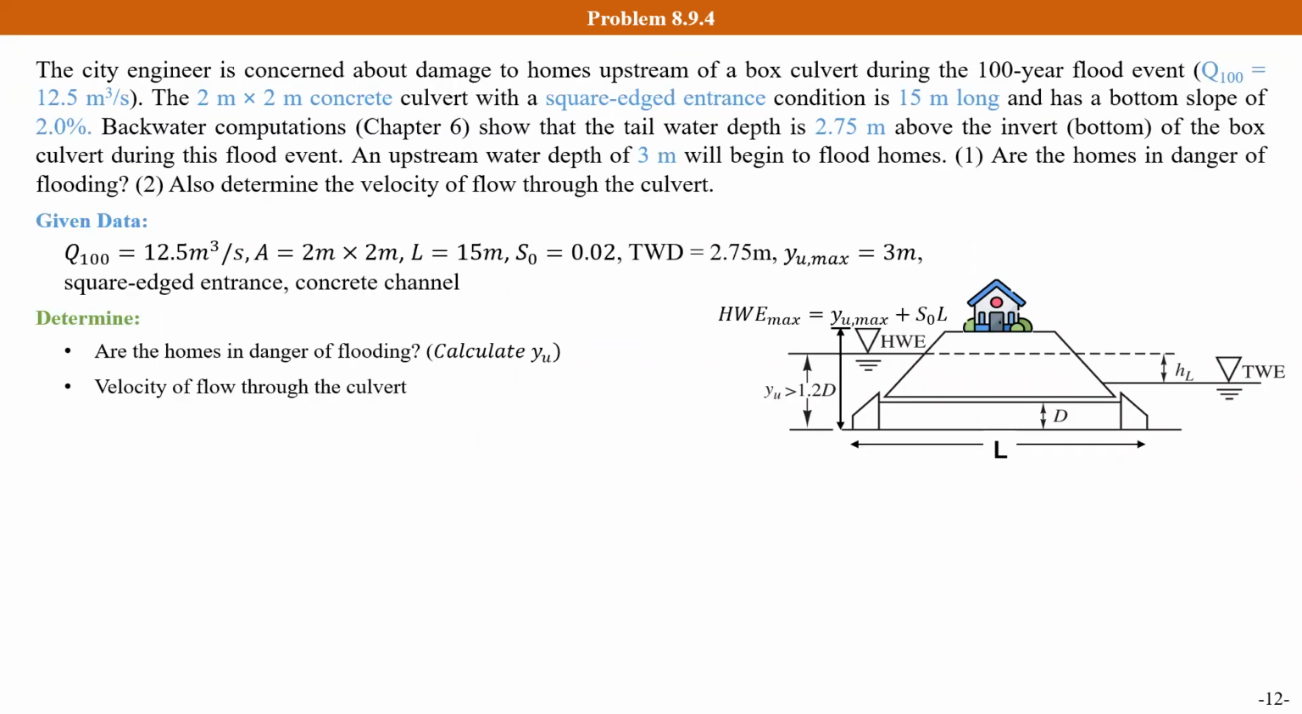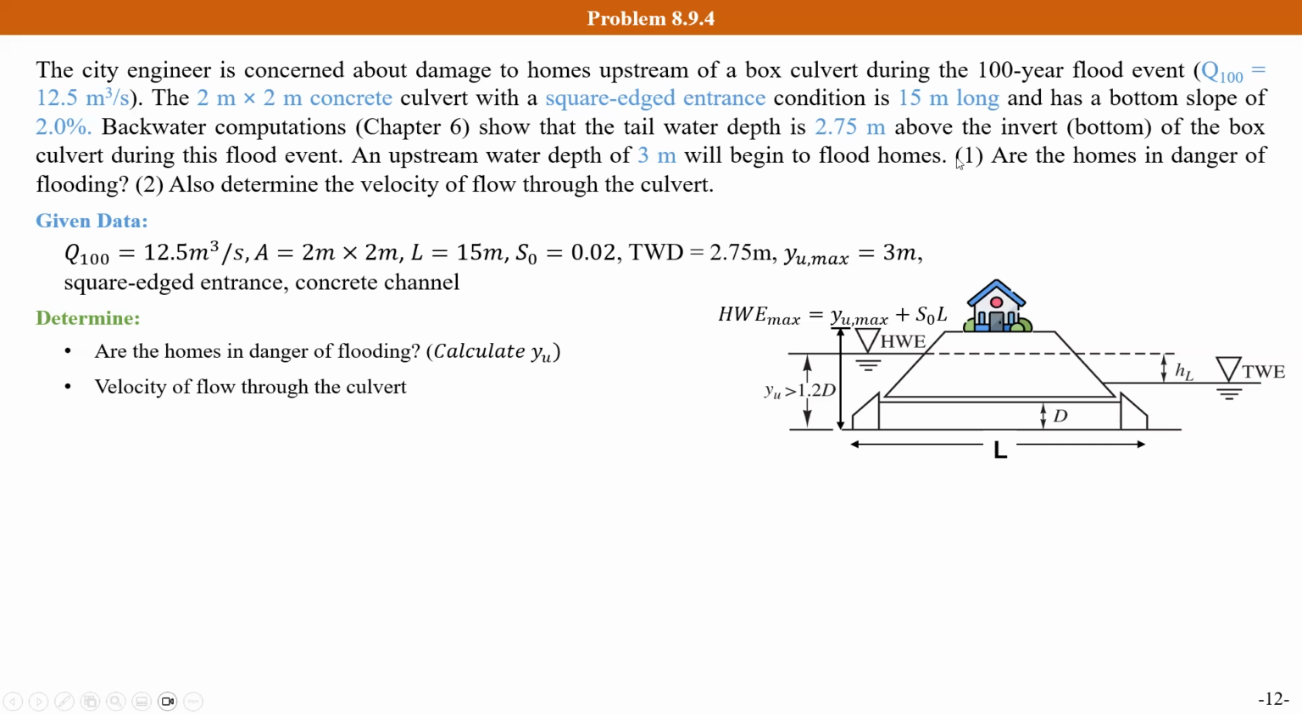Now let's take a look at the fifth problem. The city engineer is concerned about damage to homes upstream of a box culvert during the 100-year flood event. The concrete culvert with a square-edged entrance condition is 15 meters long and has a bottom slope of 2%. Backwater computations show that the tailwater depth is 2.75 meters above the invert of the box culvert during this flood event. An upstream water depth of 3 meters will begin to flood homes.